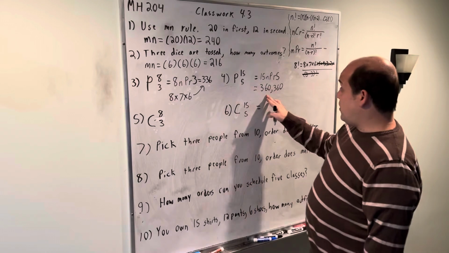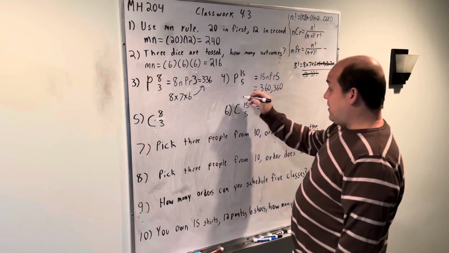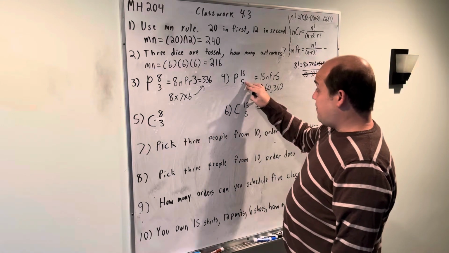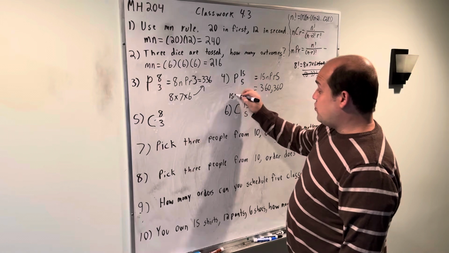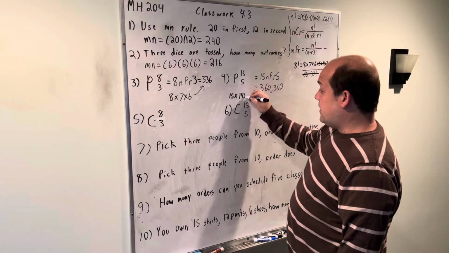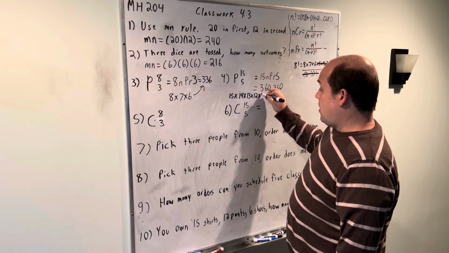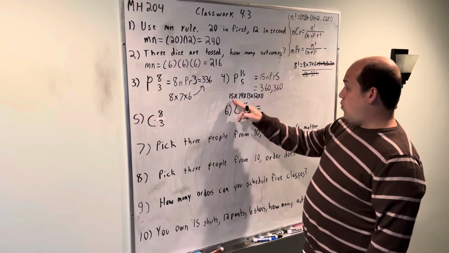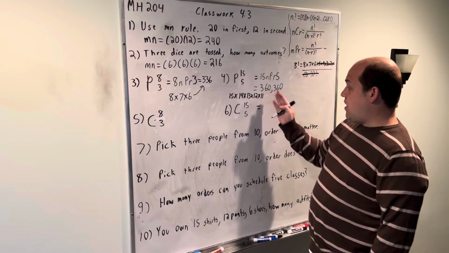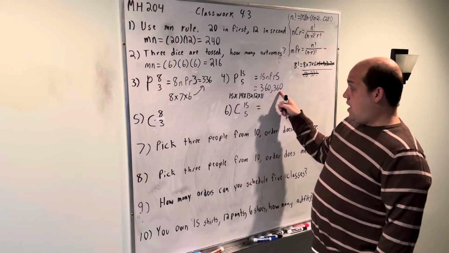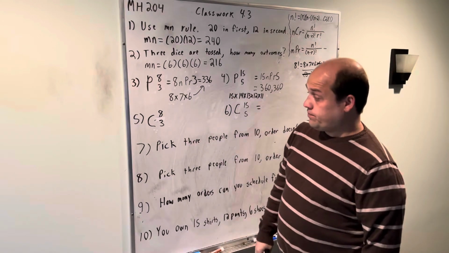When we do this one, if I wanted to write out everything that's happening, since we're choosing 5 people, we have 15 choices the first time, 14 the next time, 13 the next time, 12 the next time, 11 the next time. 1, 2, 3, 4, 5. If I multiplied all this out, I should get what we get here.